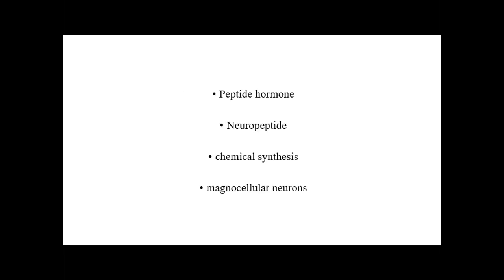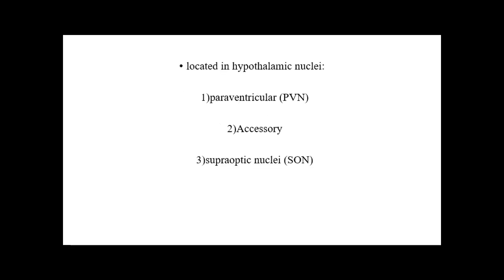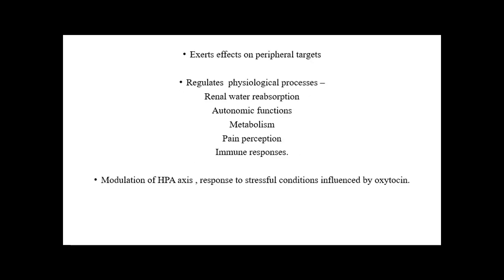Role of oxytocin system in anxiety disorder. Oxytocin is a peptide hormone and a neuropeptide, and its production occurs through chemical synthesis within the magnocellular neurons, which are located in the hypothalamic nuclei, that is the paraventricular, accessory, and supraoptic nuclei. Oxytocin exerts its effects on peripheral targets and regulates various physiological processes like renal water reabsorption, autonomic functions, metabolism, pain perception, and immune responses. Modulation of HPA axis response to stressful conditions is influenced by oxytocin.